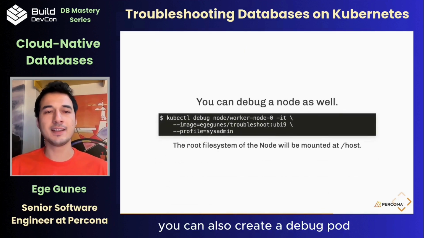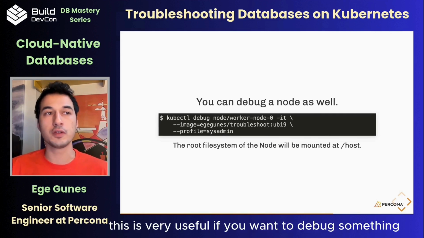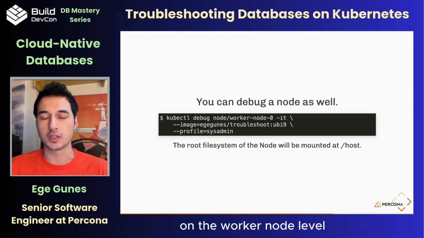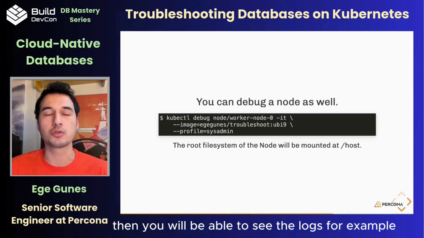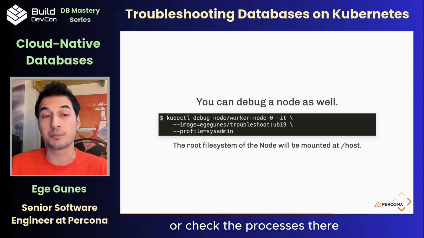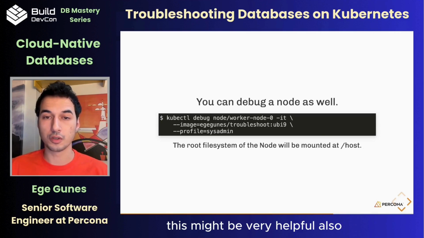You can also create a debug pod on a particular Kubernetes worker node. This is very useful if you want to debug something on the worker node level, because the root file system will be mounted to the container. Then you will be able to see the logs, for example, or check the processes there. This might be very helpful also.